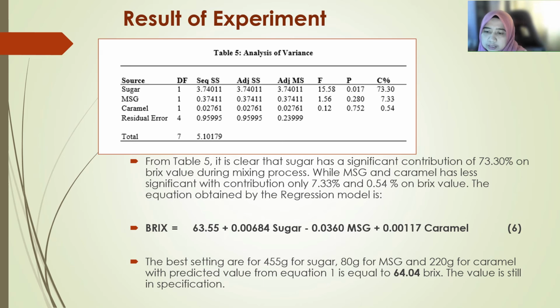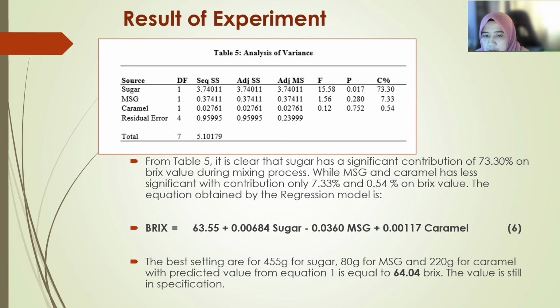Okay, the ANOVA table shows clearly that sugar has a significant contribution, which is 73.30% on brix value during the mixing process, while MSG and caramel are less significant, with contributions of only 7.33% and 0.54% on brix value.